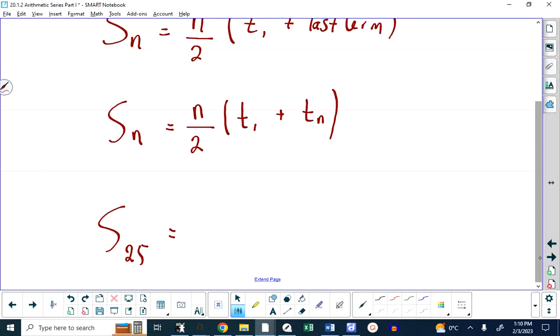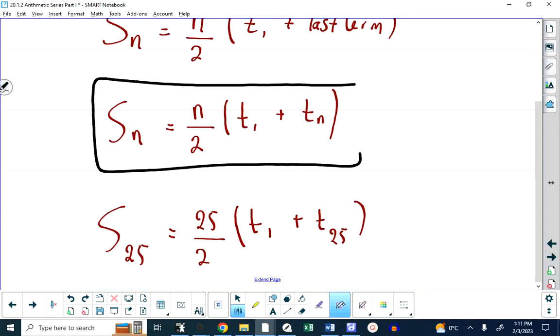Which means in the equation, we're going to have 25 over 2. We're going to put in the first term, whatever it is. And then this becomes T25 because n is 25. Right? If I change the n to 25 in the equation, I can't just change it to 25 someplace and not in other places. And what that changes Tn to is T25. But if I'm adding up 25 terms, this has to be the last term because it's the 25th term. So here is the formula.